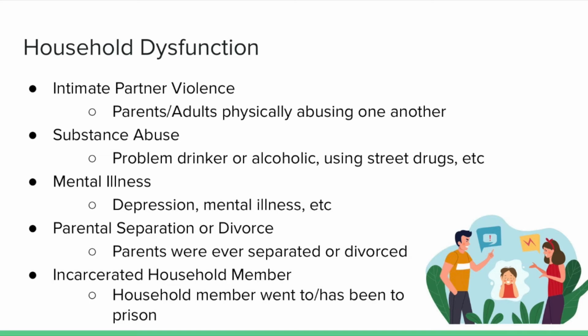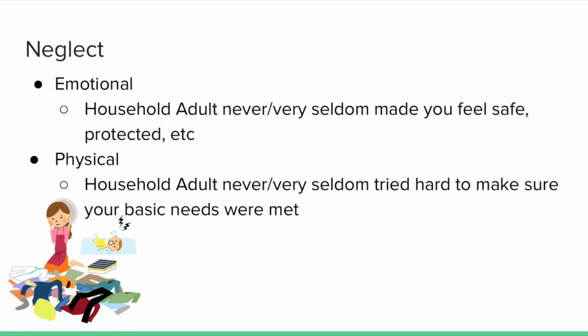Fourth, parental separation or divorce occurs between parents. The fifth is having a member of the household that is or has been incarcerated. There are two main branches of neglect. If an adult is emotionally neglectful, they never or very seldom make the child feel protected and cared for, resulting in the child feeling unsafe.